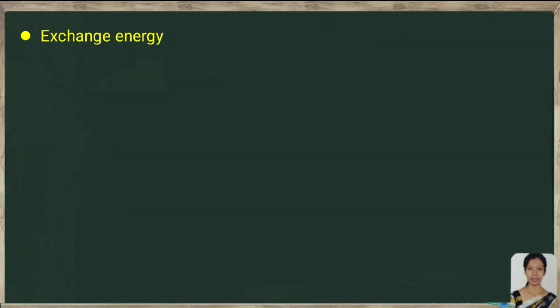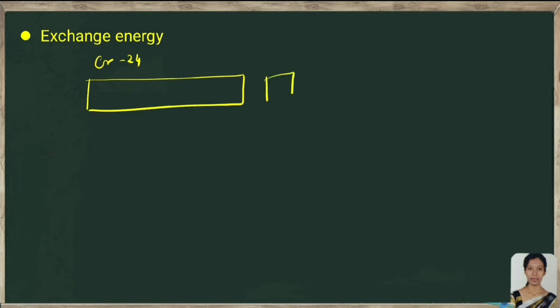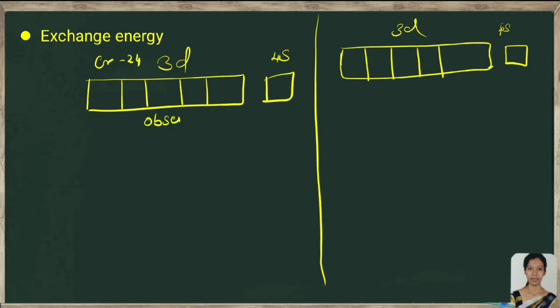Now we will calculate the exchange energy for chromium, with atomic number 24. We have written the electronic configuration in two different ways: one is observed and the other is expected. The expected configuration is 4s2 3d4, which is not true. The observed configuration is 4s1 3d5.